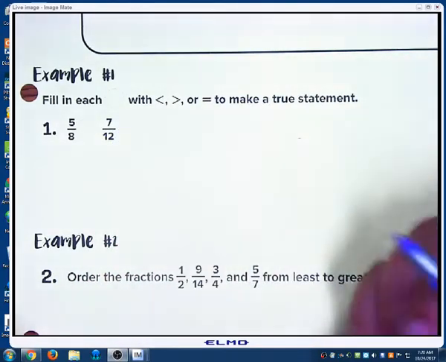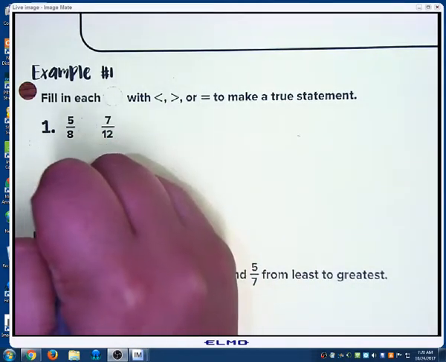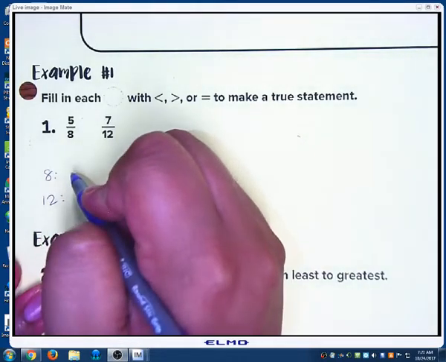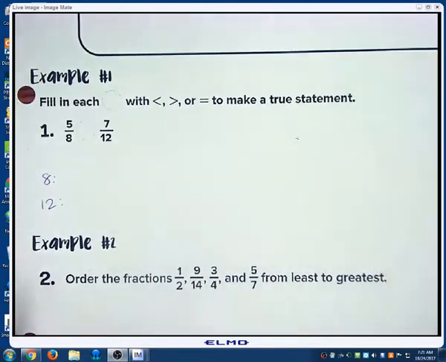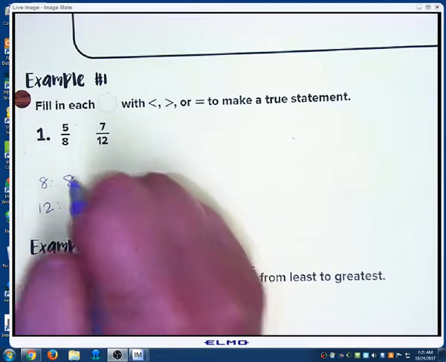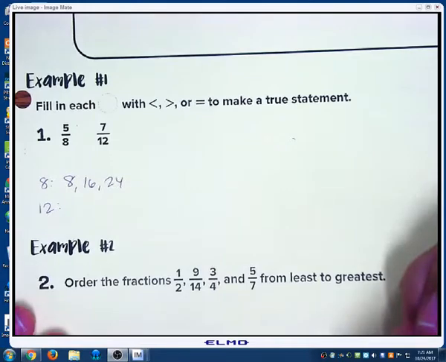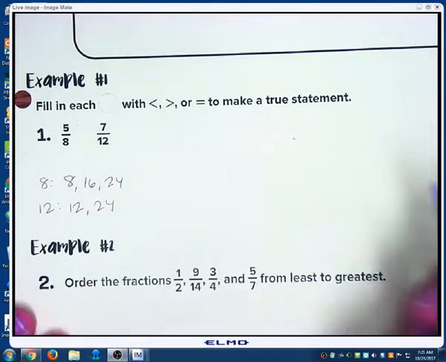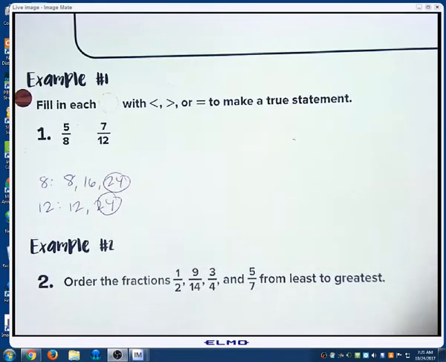If it's not obvious right off the bat, I can always just make a list of the least common multiple of 8 and 12. Sorry, not greatest common factor, I'm so sorry, least common multiple. So the multiples of 8 would be 8, 16, 24, and then the multiples of 12 would be 12, 24, and then look at that. They have 24 as their least common multiple.